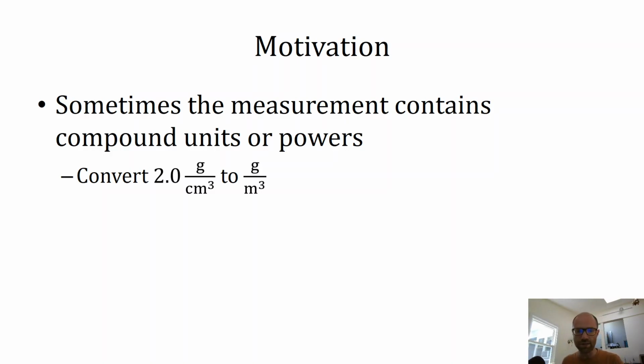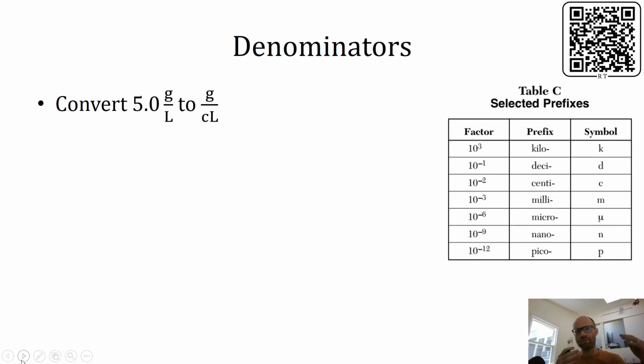The unit of density usually is in grams per cubic centimeter, but you might not want cubic centimeters in your final answer. So in breaking that down, I want to look at first denominators, then powers, and then put it together. You might get a density that is in liters or milliliters, and you might have to convert. So for this, we're going to follow the same pathway. It's just going to look a little different in the middle.